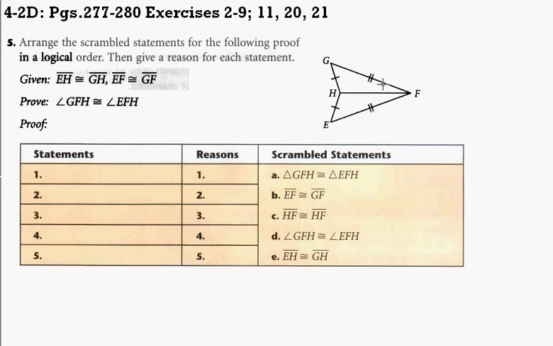Alright, so here you are at problem number 5. We're supposed to arrange the scrambled statements for the following proof in logical order, then give a reason for each statement. So looking at this, it says here given EH, which is this line segment right here, EH is congruent to GH, and that EF is congruent to GF. And if you note on our illustrations, these tick marks indicate those relationships. And we're supposed to prove that angle GFH, so this angle, is congruent to EFH.